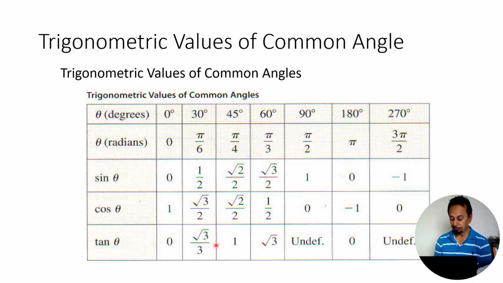Tangent of 30 degrees is square root of 3 over 3. Tangent of 45 is 1. Tangent of 90 degrees is undefined. Tangent of 180 degrees is 0. And tangent of 270 degrees is also undefined.